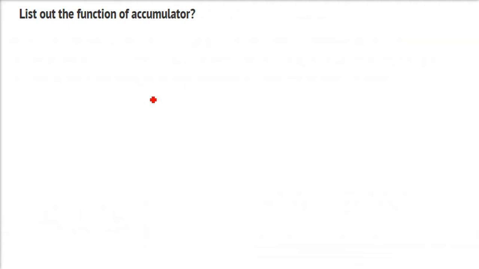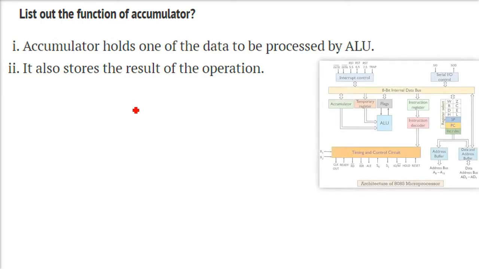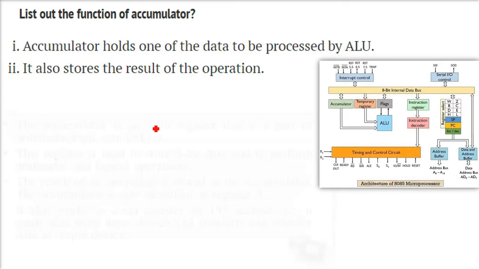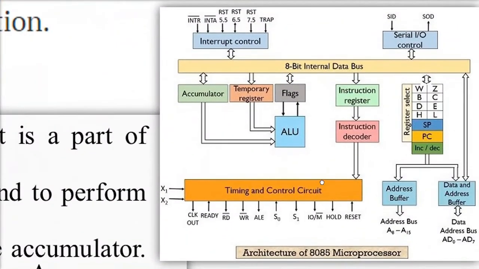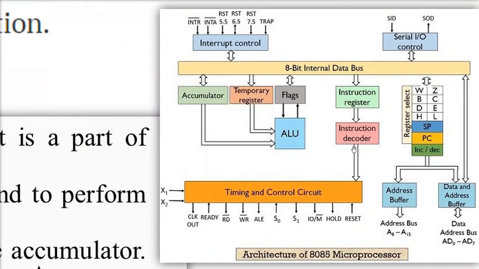List out the function of the accumulator. Before I tell you about the accumulator, let's go ahead and see the architecture of the 8085 microprocessor, where the accumulator lies. We will talk about the registers like BC, DE, HL, the stack pointer and the program counter, etc. But here we have the accumulator.